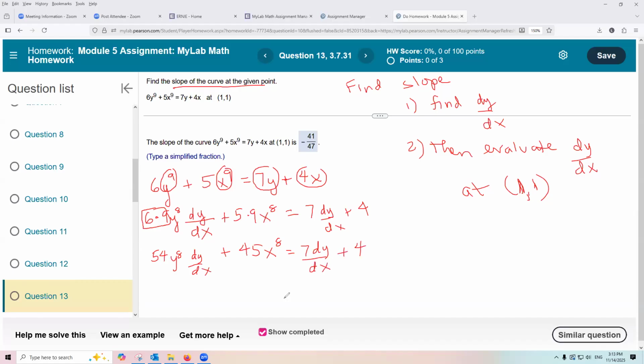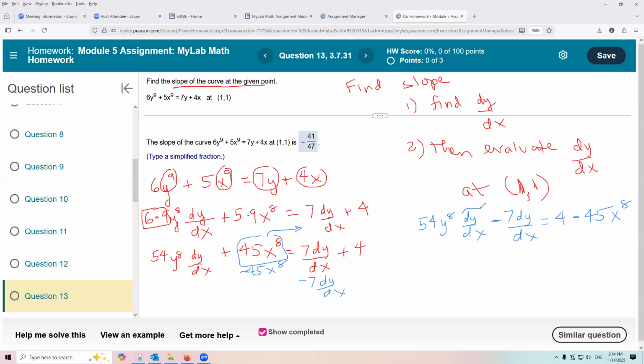All right, I could either get dy/dx to the left side or the right side. How about if I subtract 7 dy/dx from both sides? And then I'm going to move this 45x to the 8 over to the right side, so I'll subtract 45x to the 8 from both sides as well. So I'm going to end up with 54y to the 8 dy/dx minus 7 dy/dx. That's going to equal 4 minus 45x to the 8. So I wanted to collect the dy/dx by itself on the left side.